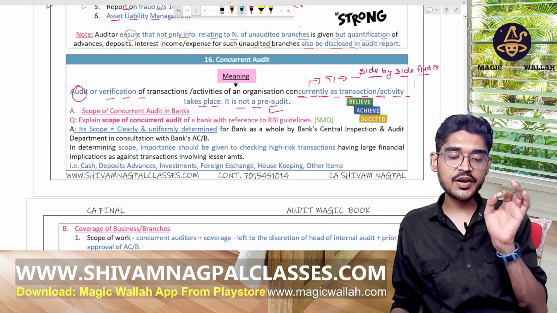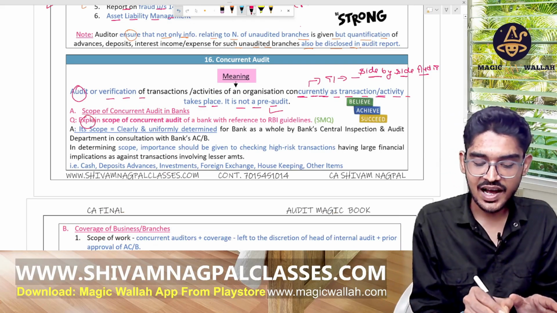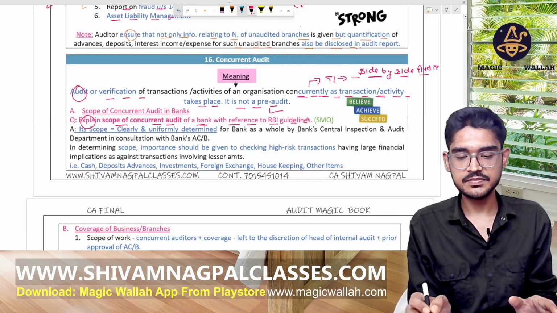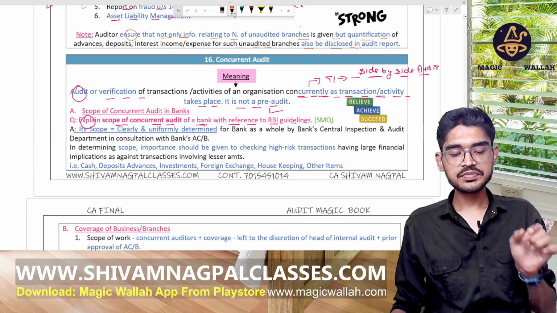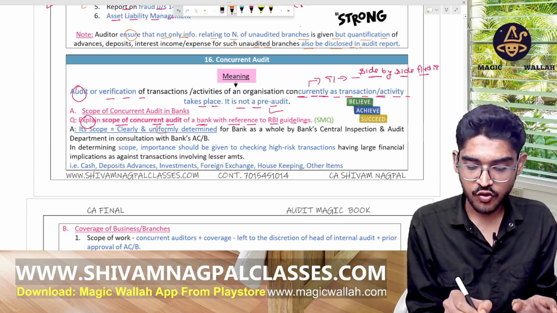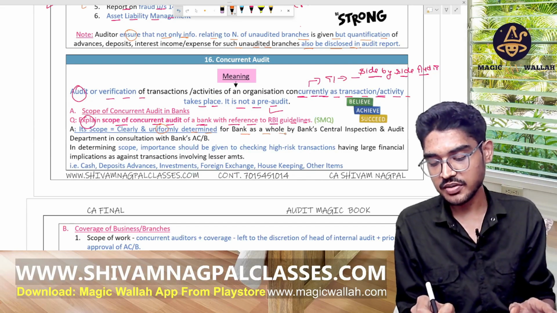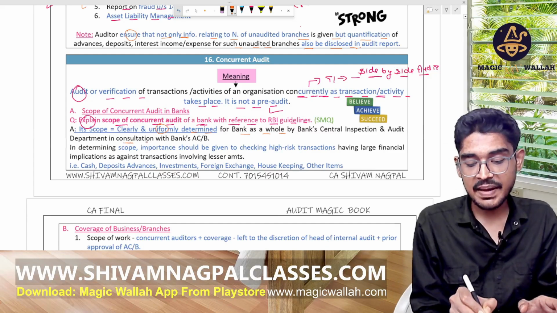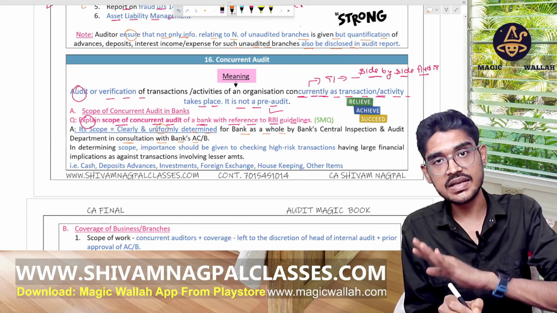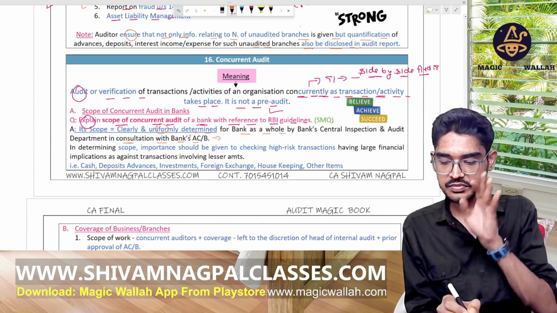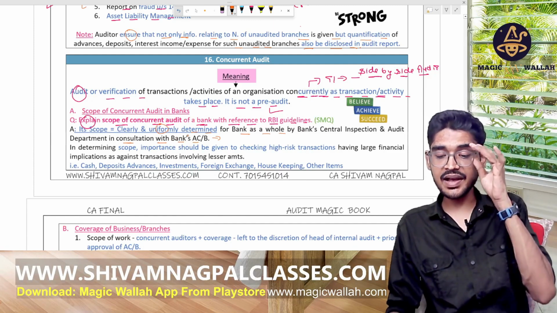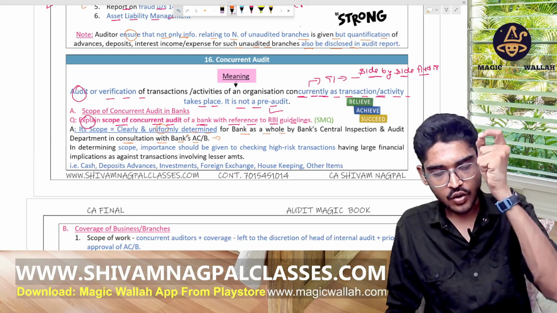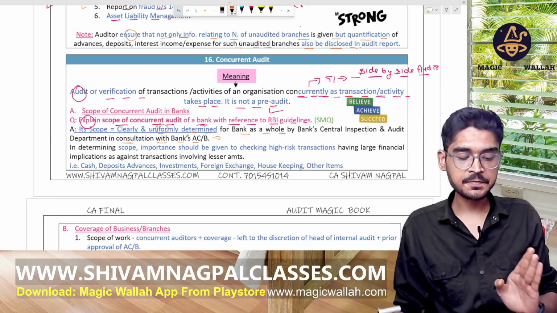So the scope of the concurrent audit in the bank. Explain the scope of concurrent audit of the bank with reference to the RBI guidelines. See here, its scope is clearly and uniformly determined for the bank as a whole by the bank's Central Inspection and Audit Department, in consultation with the bank's ACB, the audit committee and the board. Is it clear?